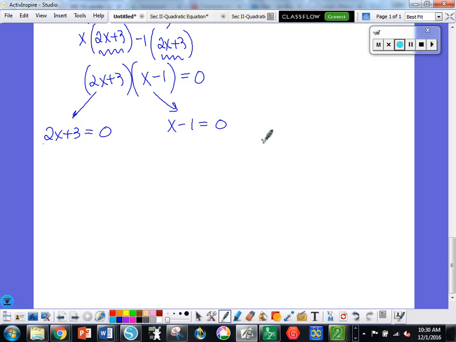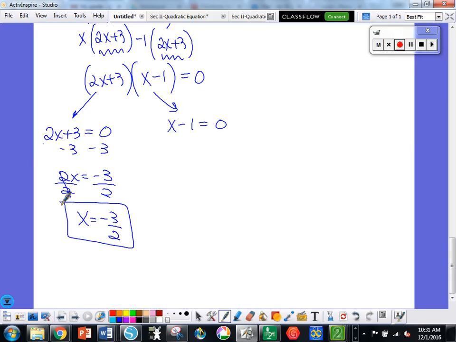How do I solve this first equation? 2x plus 3. The first step is what? Let's go back to like 8 squared and not 4. You have to get rid of the plus 3. This is what? -3. So let's subtract 3 from both sides. And you have 2x equals -3. And then what would you do? Divide by 2. So what does x equal? That's your first solution. And what's the other solution? X equals 1.